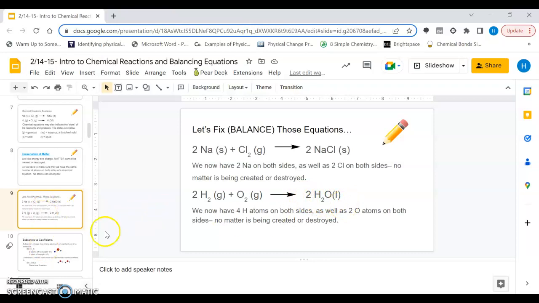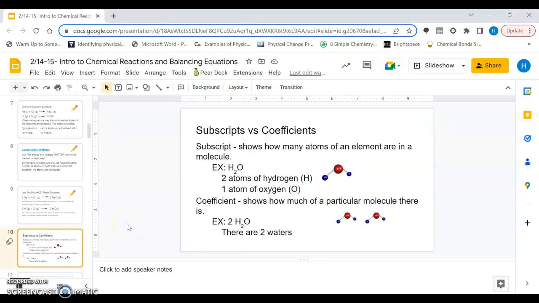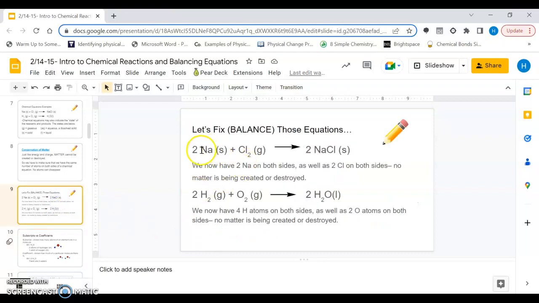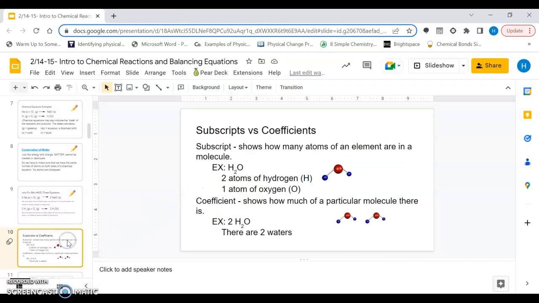Well, you might be like, hey, what does this number mean? Why can we mess with that number? Well, the numbers in front of a molecule, right here and right here, those numbers that I added are called coefficients. And we can add a coefficient. So a coefficient is showing how much of a particular molecule you have. For example, I have 2 H2Os. I have 2 water molecules. That is what a coefficient is showing. It's that you have 2 of that molecule.